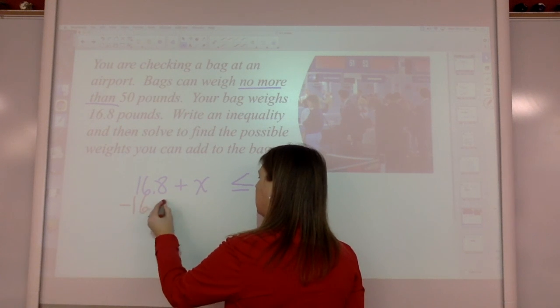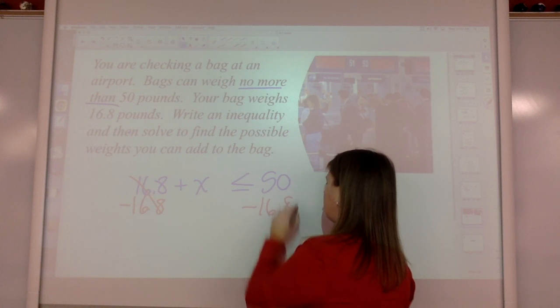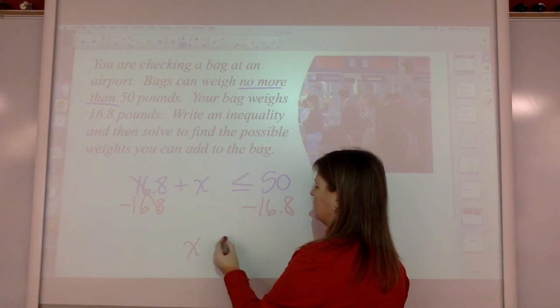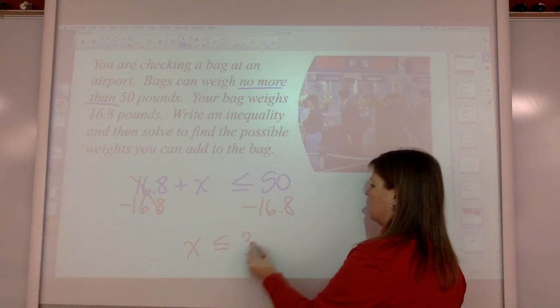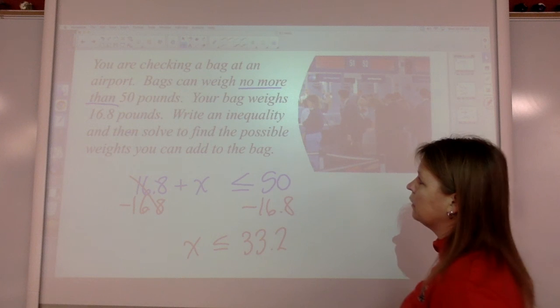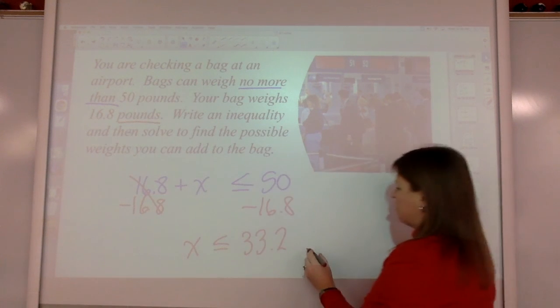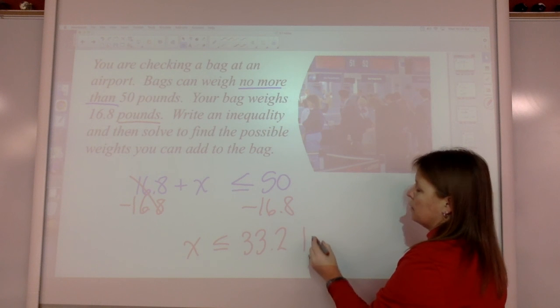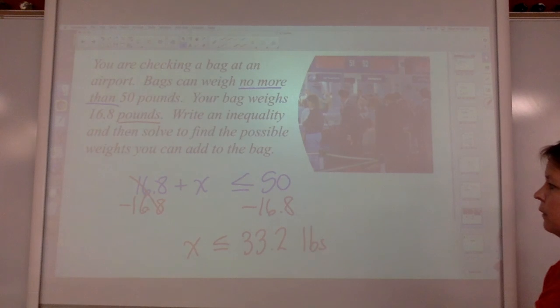Minus 16.8 from both sides. You get x is less than or equal to 33.2. And we're going to label it. Find the possible weights you can add to the bag, and we are talking about pounds. You can write pounds or you can write LBS. Who knows why that's an abbreviation. Anything up to 33.2 pounds.